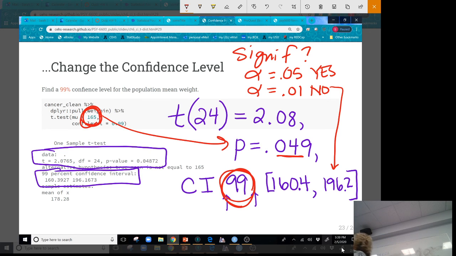Yeah? So the last question on the R, it asks us to find the 95% confidence interval with R. Uh-huh. But then the questions on the homework say what are the lower and upper bounds of the 99%?